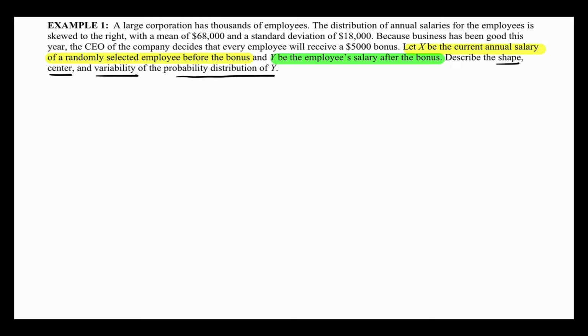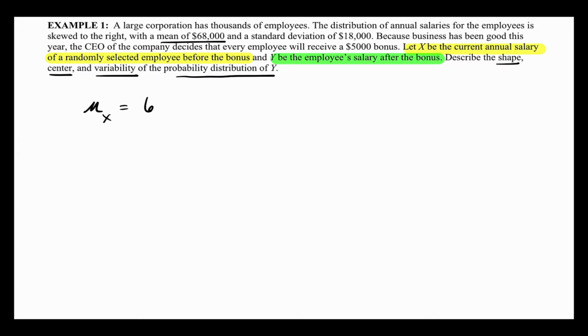What does Y refer to? When it says capital Y, what does that refer to? Employee salary after the bonus. X is before the bonus, Y is after the bonus. So what do I know so far, besides the stuff I highlighted and underlined? I know the mean and standard deviation of X or Y. Do I know the mean of X or the mean of Y? X, before, right? Pre.